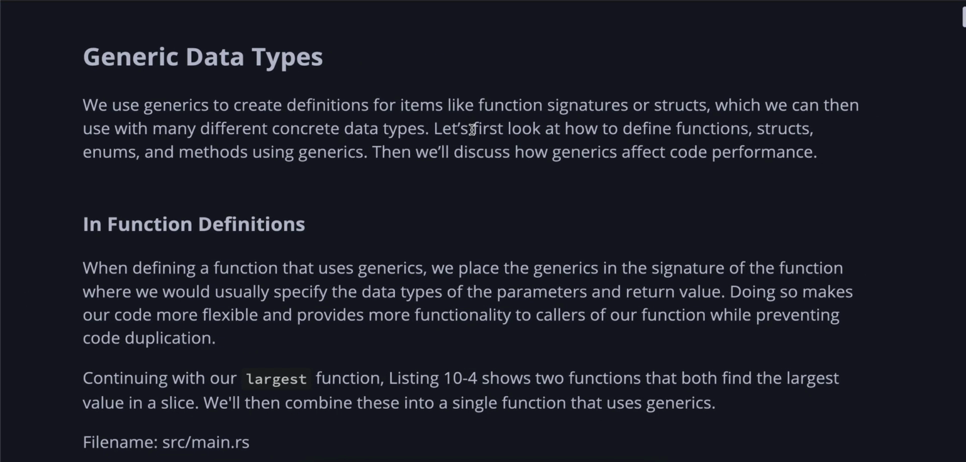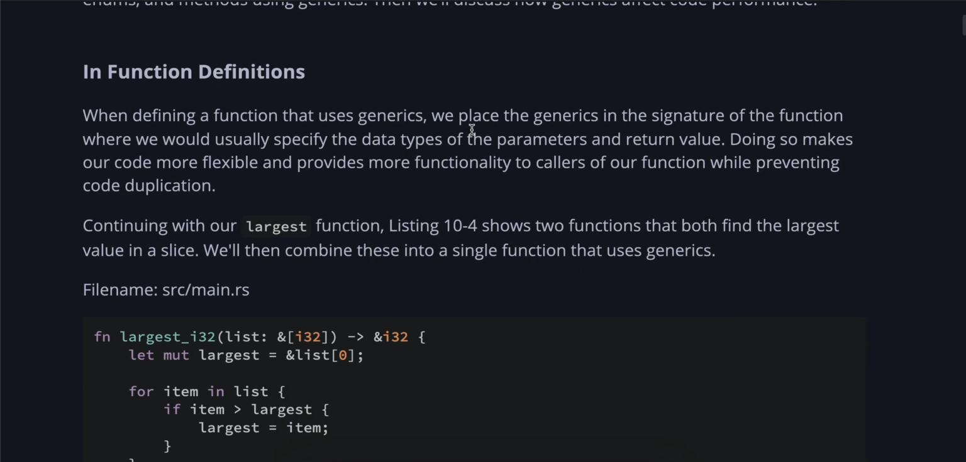Generic data types. We use generics to create definitions for items like function signatures or structs, which we can then use with many different concrete data types. Let's first look at how to define functions, structs, enums and methods using generics. Then we will discuss how generics affect code performance. In function definitions, when defining a function that uses generics, we place the generics in the signature of the function, where we would usually specify the data types of the parameters and return value. Doing so makes our code more flexible and provides more functionality to callers of our function while preventing code duplication.